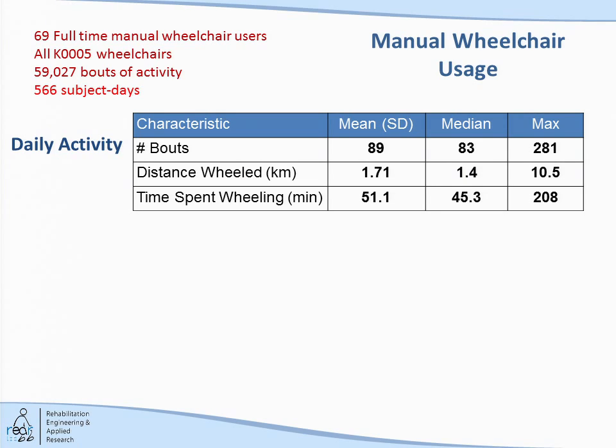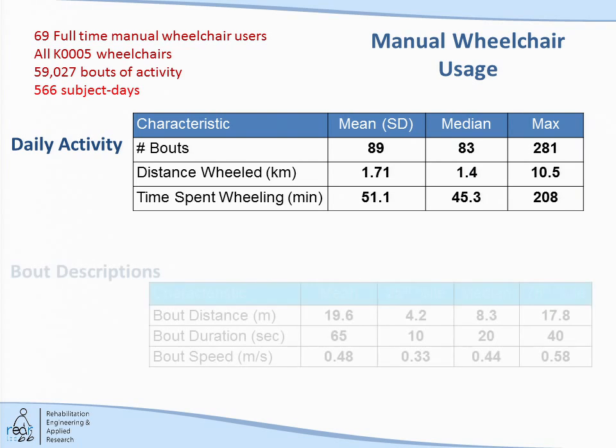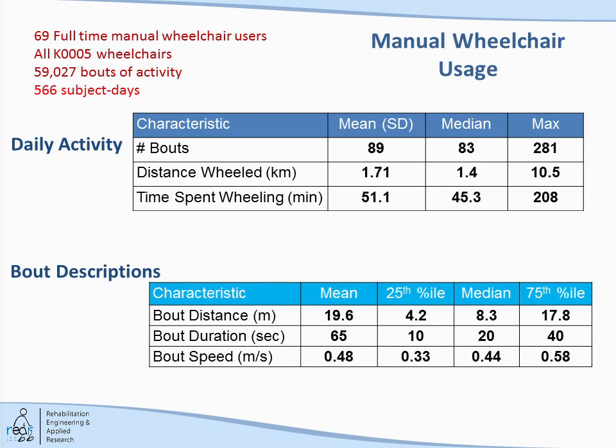And then once again, you see this time wheeling is a little under an hour, but there was somebody who went 208 minutes a day, right? So this is the daily activity. But it's more interesting to look at the bout descriptions, okay? So this is how far people go in a bout, how long those bouts last, and at what speed. And if you notice, here's the 25th, 50th, and 75th percentile, bouts are very short, right? And the 75th percentile distance of a bout is only about 18 meters or so.